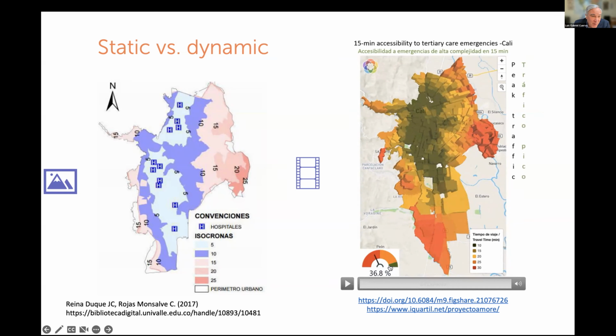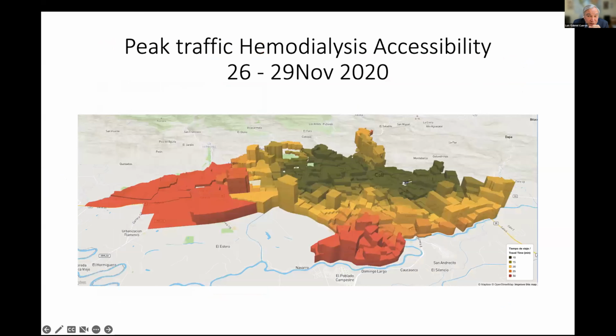It's 37% of the population that makes it to a tertiary care emergency service. And if we actually look into the population density, you'll figure out very quickly that services are far away from where most of the population is. You see this kind of valley here, that's where the services are, and the population lives in the outlying areas of the city, far away.